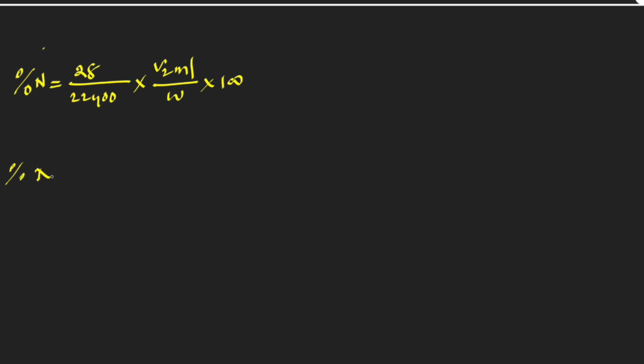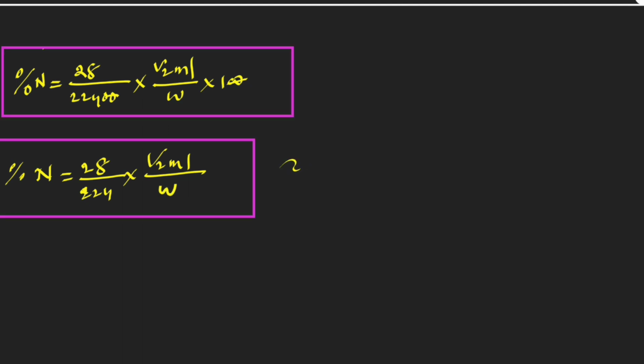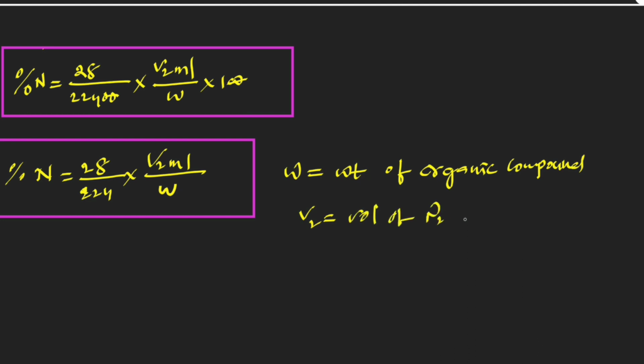Now percentage of the nitrogen equal to 28 divided by 22400 into V2. See, the 22 cancel, these two cancel. So 224 into V2 ml divided by W. In this equation, W equal to weight of organic compound. V2 is the volume of N2 gas at STP. This is a formula to calculate percentage of the nitrogen by using Duma's method. So let's move on to some problems about Duma's method.